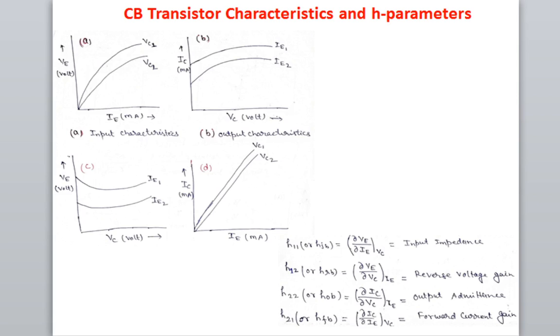Maybe in one more lecture I will take up H parameters and try to explain the mathematical derivation in detail: how HIB, HRB, HOB, HFB are derived, when to choose the input voltage, when to choose the output voltage, which one to keep constant. Everything I will explain in detail in a separate lecture, maybe in the coming days. So up to here I have explained the common base transistor characteristics and its parameters.